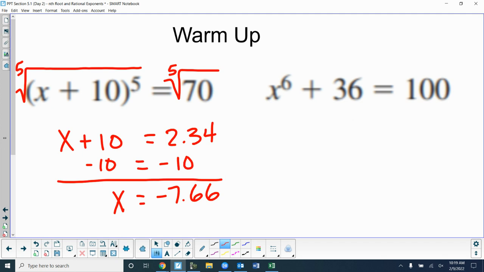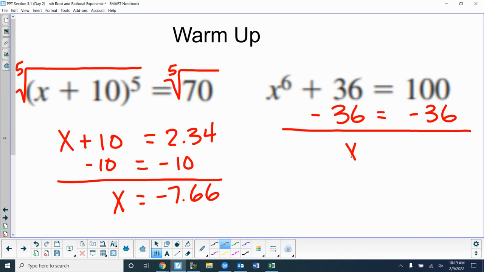What about the one on the right? Got to take the 36 over first, right? You got to get the x alone, basically, right? So get that 36 over first. And that's a 64, right? And then how do we get rid of the 6th power? We take the 6th root, right?